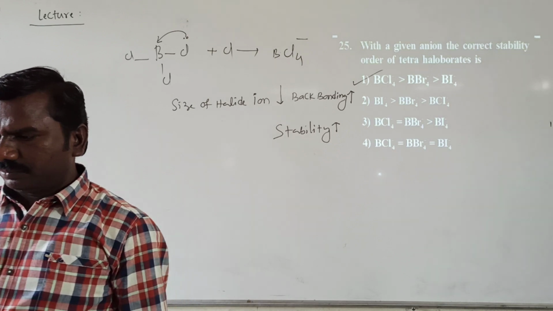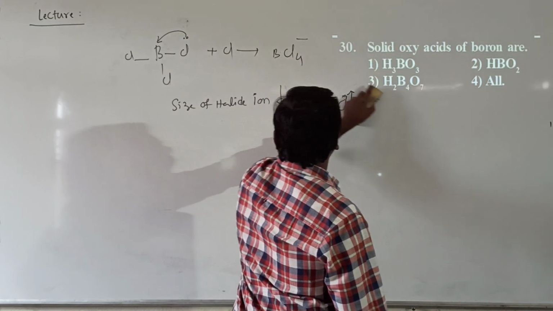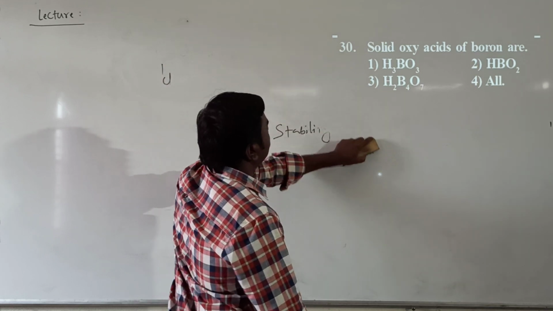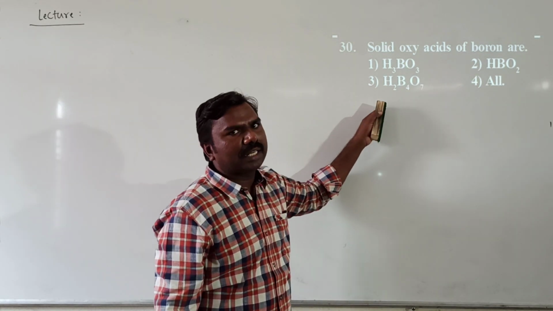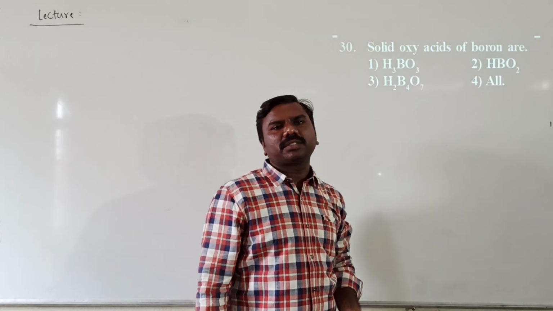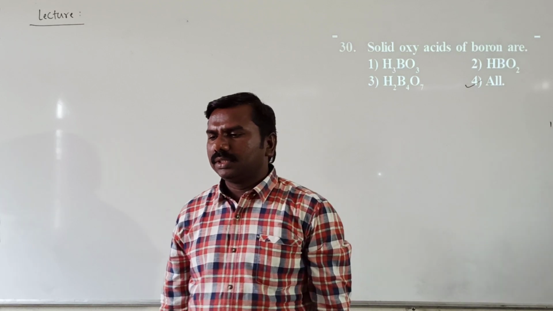Next. Solid oxyacids of boron are H3BO3, boric acid, metaboric acid, tetraboric acid. All are solid oxyacids. Option 4 is correct.